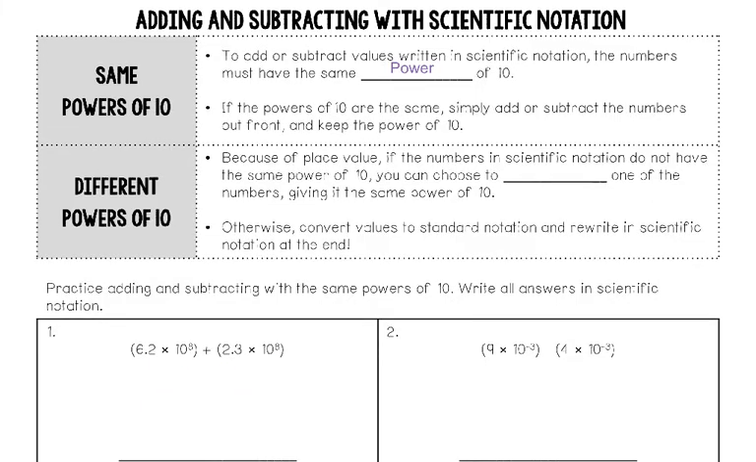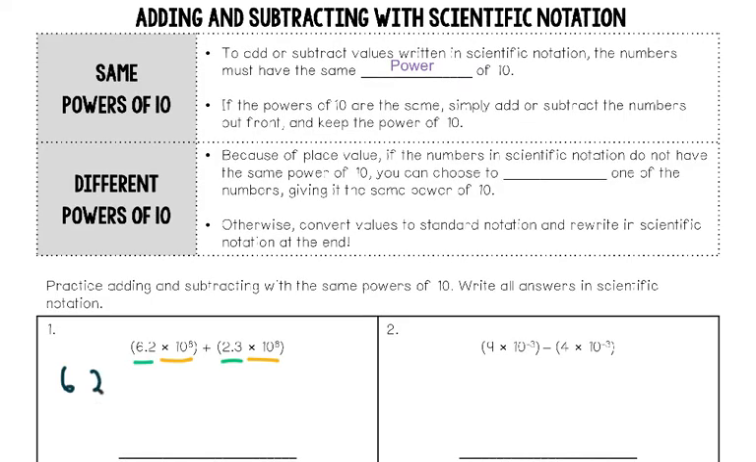Down here looking at number 1, what I mean by same powers of 10 is I know that this is times 10 to the 8th. This one says times 10 to the 8th. They have the same base 10 to the power of 8. So what I can do is I can just add these numbers here underlined green. When I add decimals without a calculator, I line them up vertically along the decimal, and then I just add straight up and down. So 2 plus 3 is 5, and 6 plus 2 is 8. So 8.5 is my answer times 10 to the 8th.